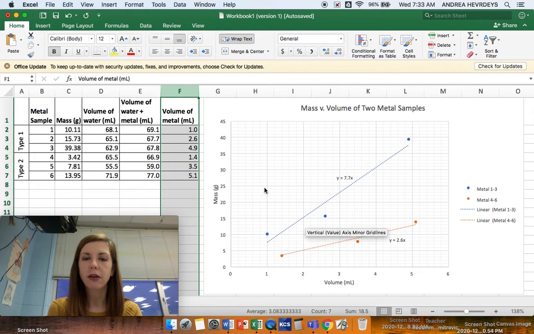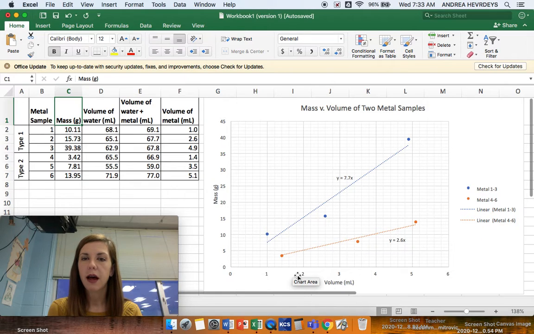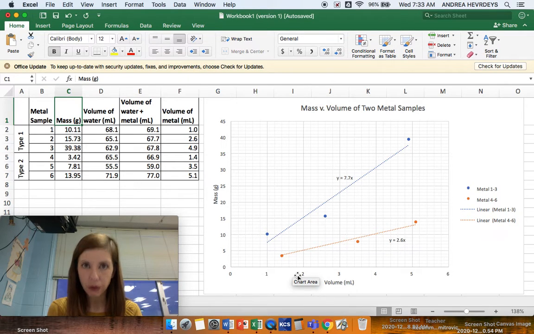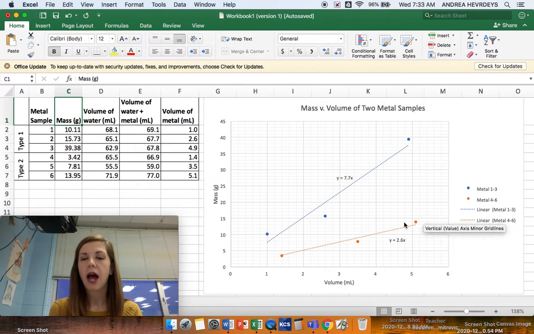I then used Excel to quickly graph the volume and mass of those metal samples. In graphing those 6 data points, I could see clusters, knowing that there were 2 types of metals, a dark steely gray versus a light aluminum kind of gray, silver color. And then I graphed those with the data points.